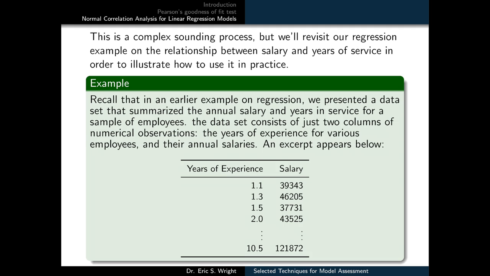Recall that in an earlier example on regression, we presented a data set that summarized the annual salary and years in service for a sample of employees. The data set consists of just two columns of numerical observations: the years of experience for various employees and their annual salaries. An excerpt appears below for convenience.